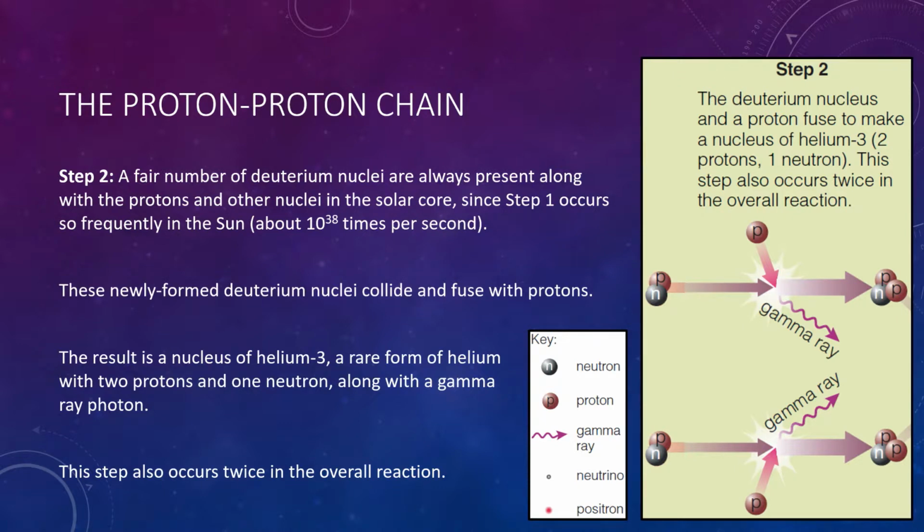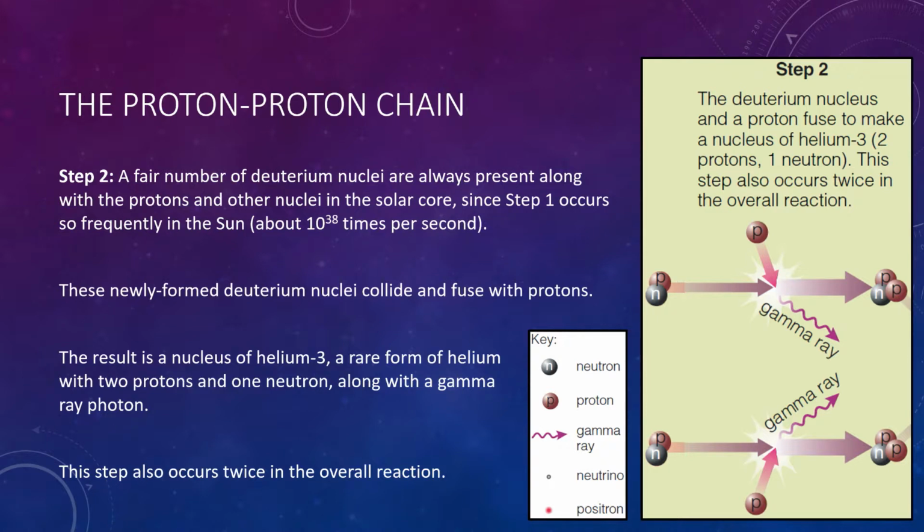Step 2. A fair number of those deuterium nuclei are always present along with the protons and other nuclei in the solar core. So even though we made some deuterium, there are still protons and other things floating around. Step 1 happens so frequently that it happens about 10 to the 38 times per second. That's 10 followed by 38 zeros. That's how many times deuterium is created every second.